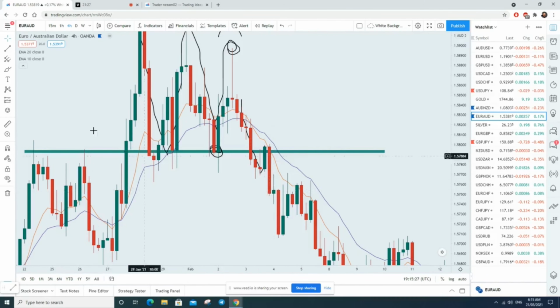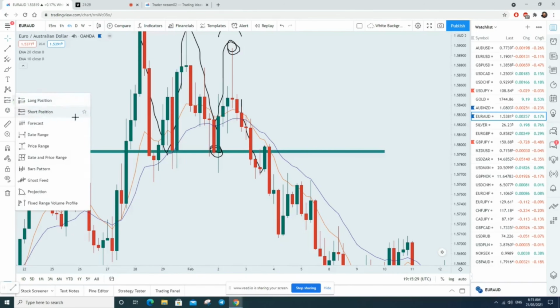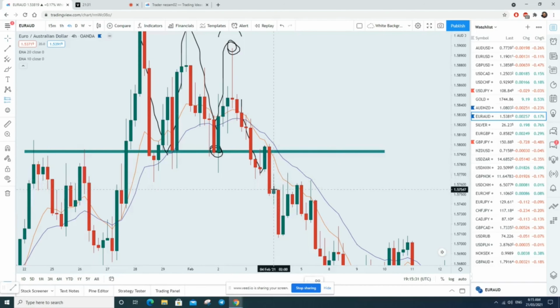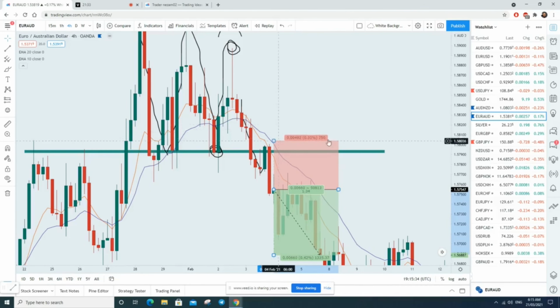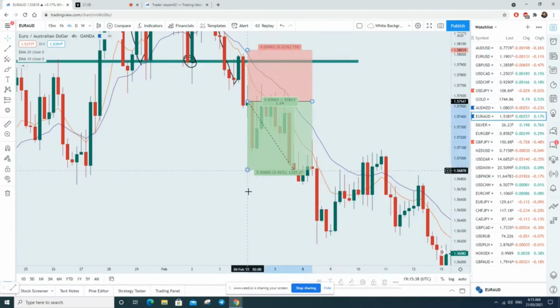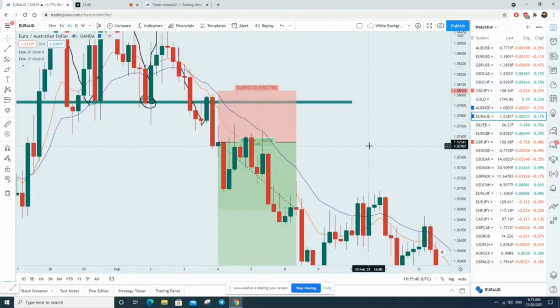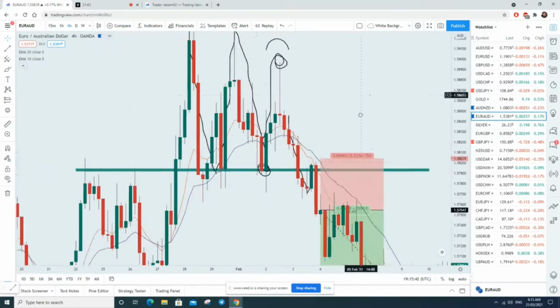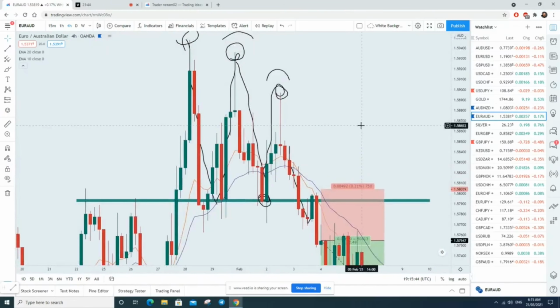Now after this red candle, you can go for a short trade. If you take the trade from here, put the stop loss above the swing high, and then take your profit, whatever you want. So that's how you can trade a breakout.